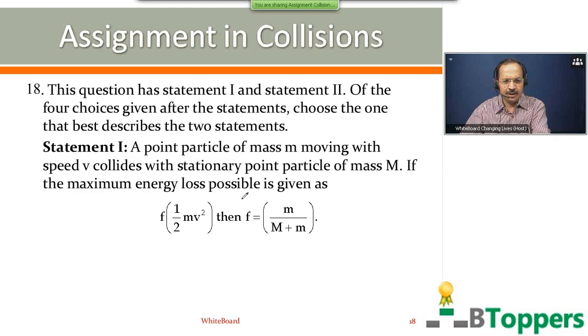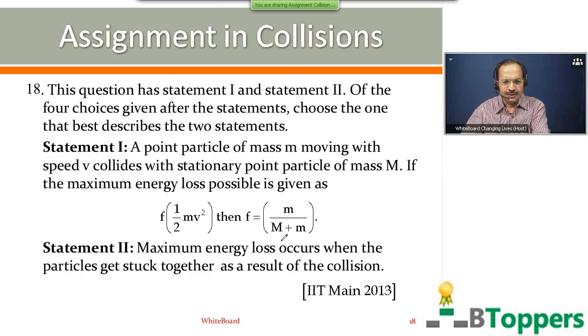The maximum energy loss possible is given as small f equal to half small m into v square. Then small f equals small m by capital M plus small m. Statement 2: Maximum energy loss occurs when the particles get stuck together as a result of collision.